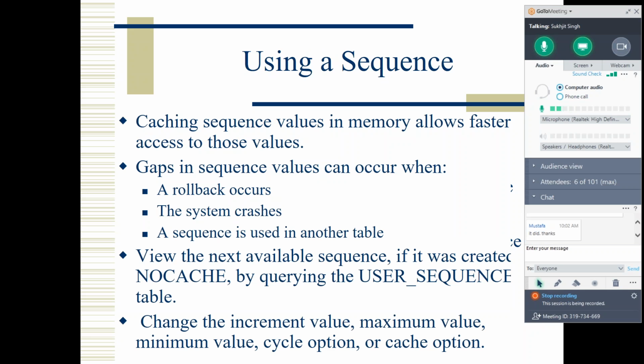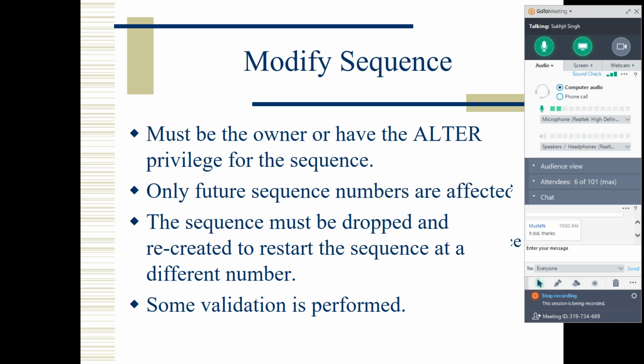Here are some things you have to keep in mind about using a sequence. So you obviously have faster access to memory. We can have gaps in case insert, update, or something fails. But we can use the alter command to fix those if required. Altering a sequence allows us to change its properties, whether it's the increment value, max value, min value, cycle option, or cache option.